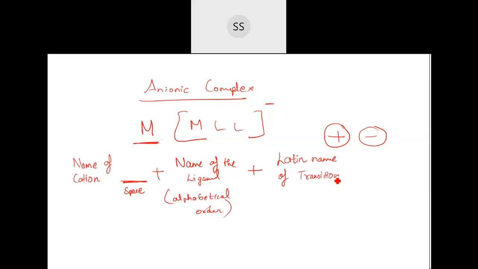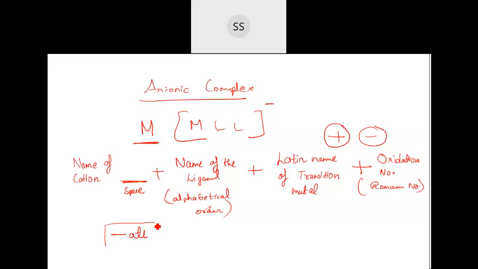Do not get shocked that we now have to remember the Latin name also. The Latin name is actually very simple to remember here. After the Latin name is over, you have to check what the oxidation state of that particular metal is. You have to write the oxidation number inside the bracket using a Roman numeral. So this is the order you need to follow. I will tell you what the Latin name changes are. It is the normal name itself, but the only thing is you have to end the name with ATE.